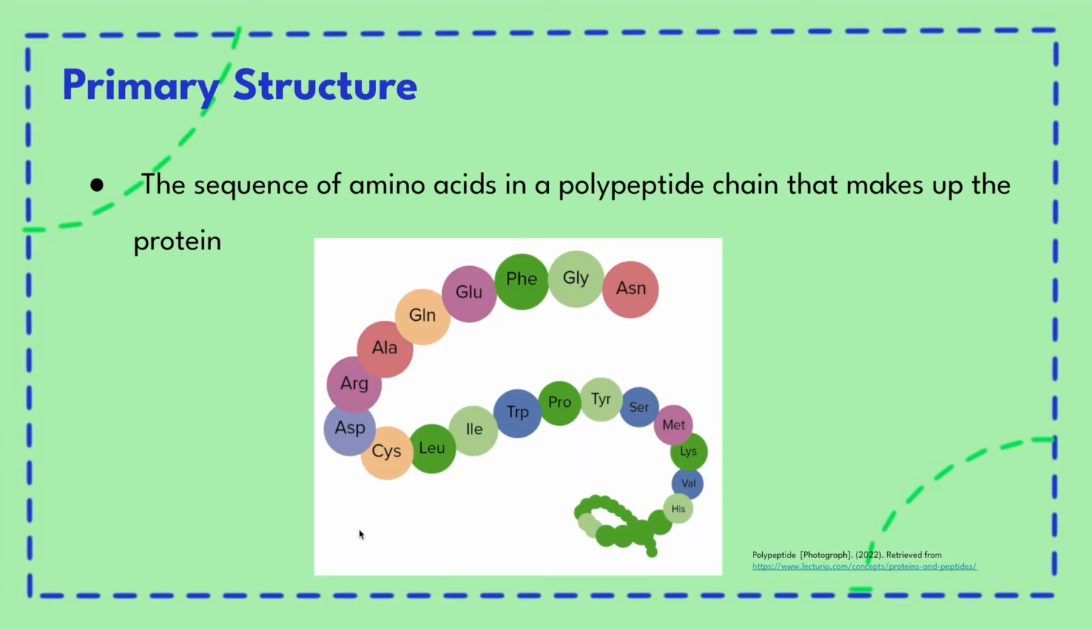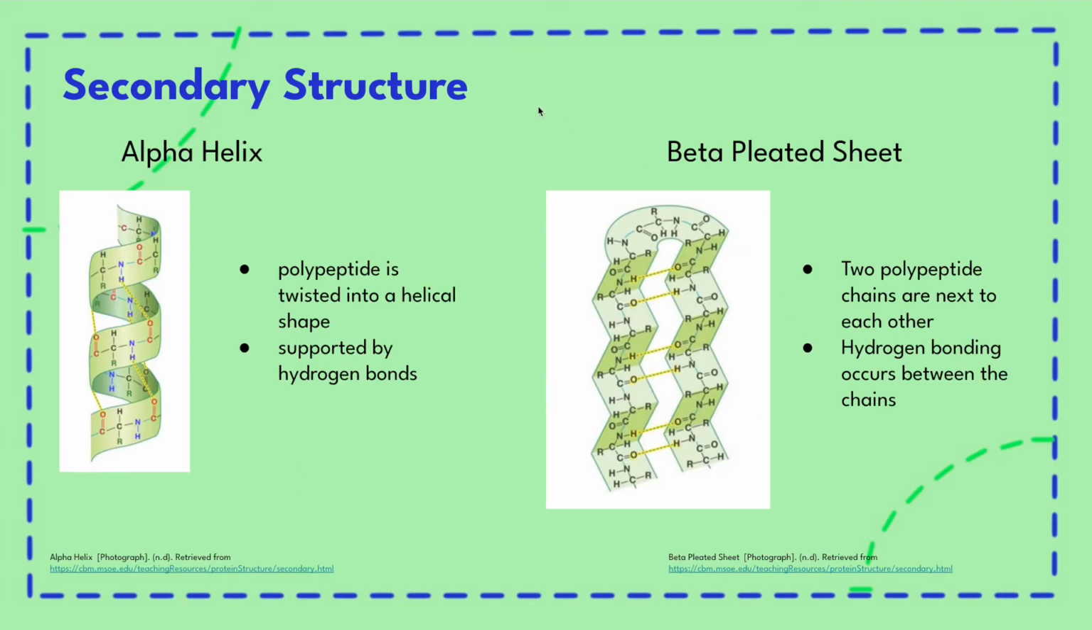The primary structure goes as far as the sequence of amino acids in a polypeptide chain that makes up the protein. The secondary structure tells a little bit more about the shape. Let's go over 2 common types of secondary structures, the alpha helix and the beta pleated sheet.